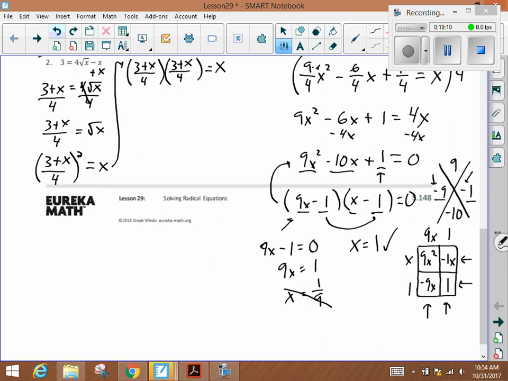Okay, so let's go ahead and get that foiling done. Except for, in order to do that, I really would like to rewrite this as 3/4 plus 1/4 x, right? x over 4 is the same thing as 1/4 x.